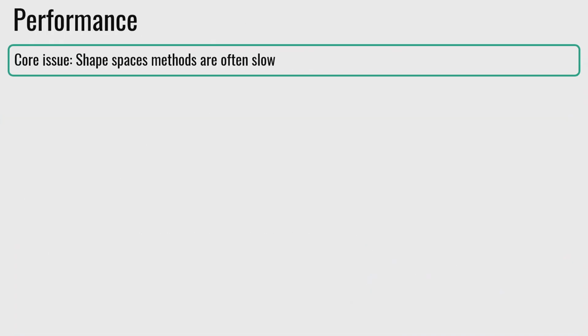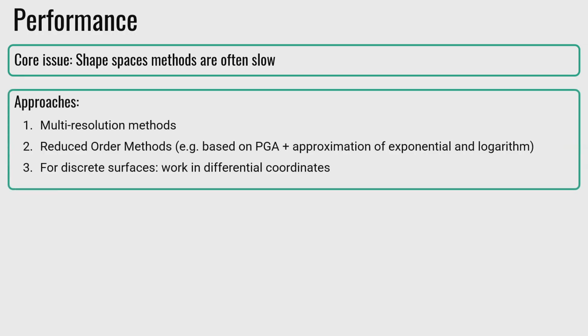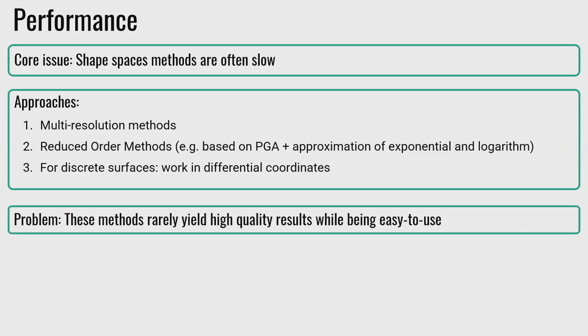And the other thing I want to tell you is shape space methods are often slow, because you have to optimize a collection of shapes, and these things are very complicated. There are different approaches. You do multi-resolution methods. You can do reduced order methods by trying to build lower dimensional approximations, or for discrete surfaces, you can work in differential coordinates, what I told you about. Thing is, none of these are general, easy to use and give high quality results, so it's always a very specific thing you have to do per problem. Maybe you can come up with something that works on a general basis, based on PGA or whatever. I'm not really sure what the best way to go here is, but this is a big thing. Yeah, we can work on this.